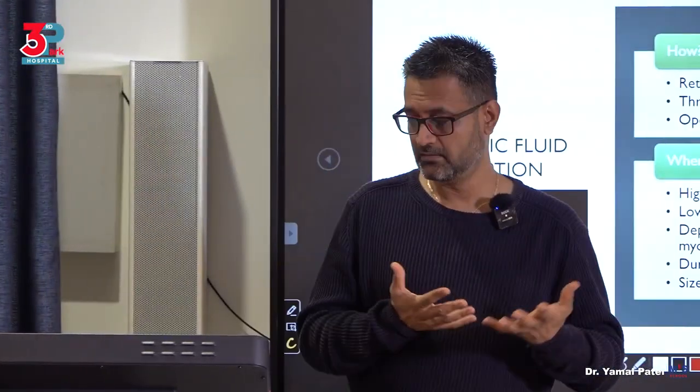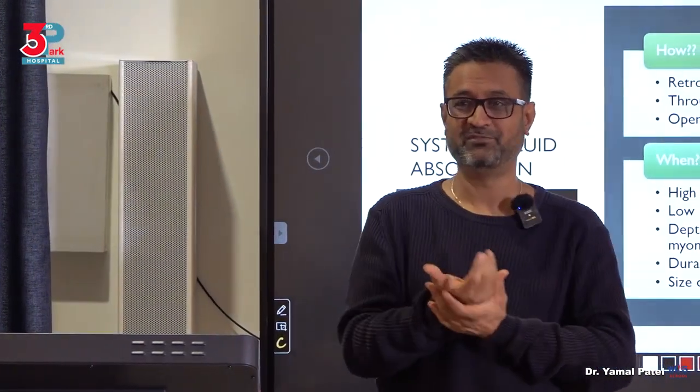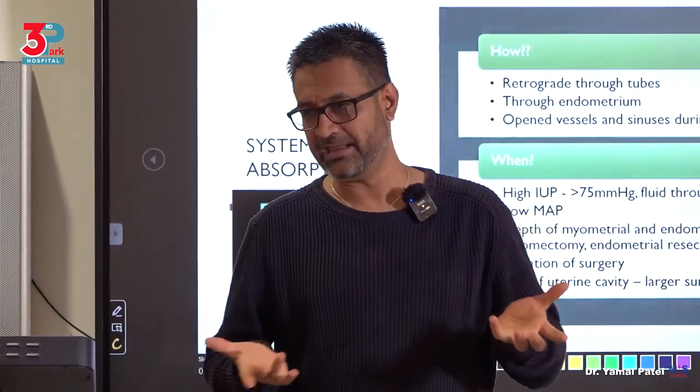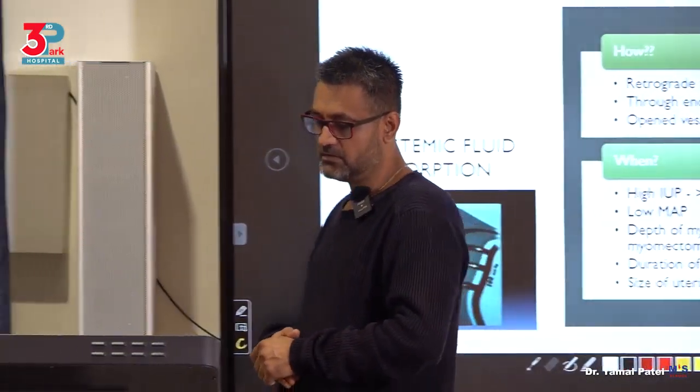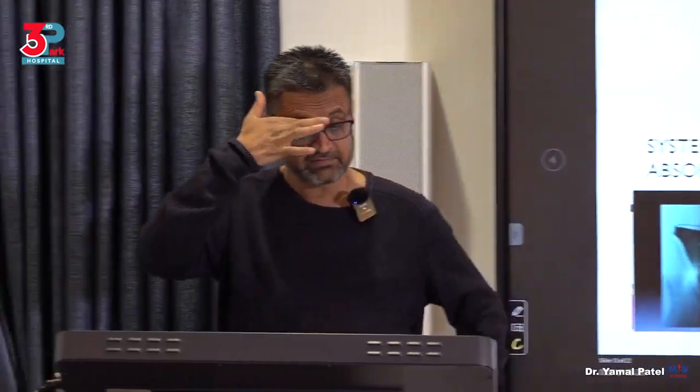So what is our problem with this fluid distending media? We are worried mainly about the absorption, isn't it? That's the main issue. And how is this fluid absorbed? It can be absorbed retrograde into the abdominal cavity through the tubes. So if the pressure is too high, it opens up the ostia and the fluid goes out, especially in patent tubes, isn't it? So it'll go out.